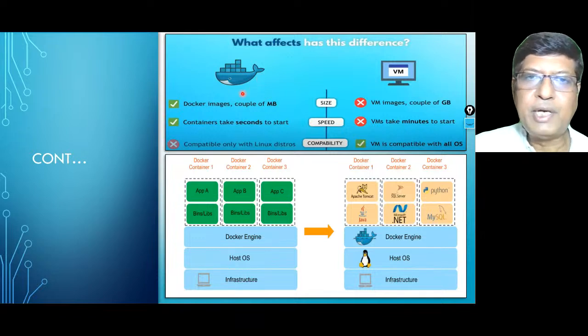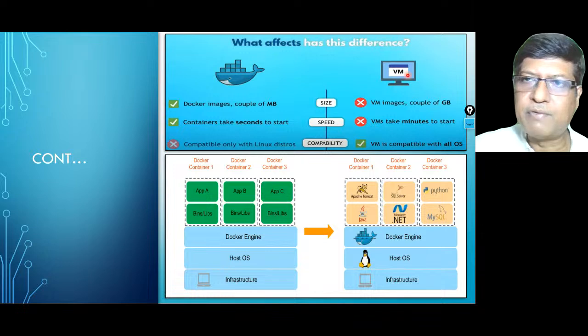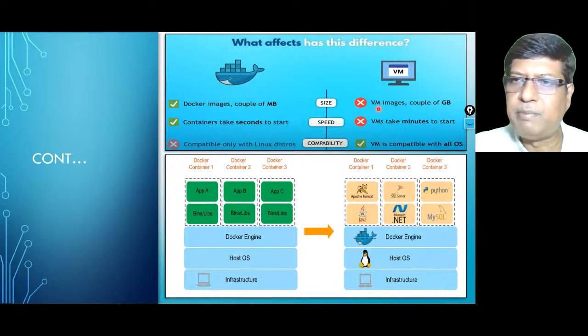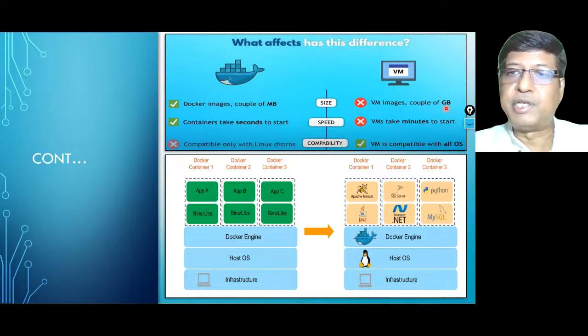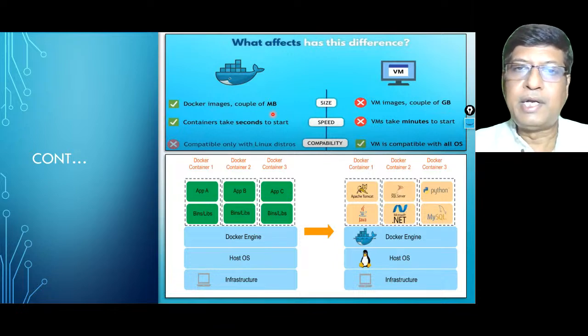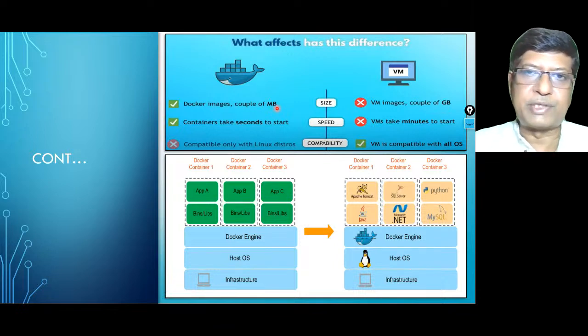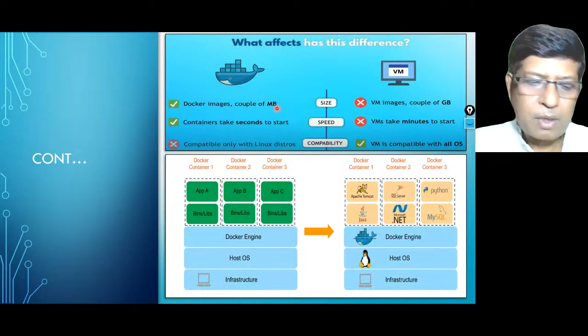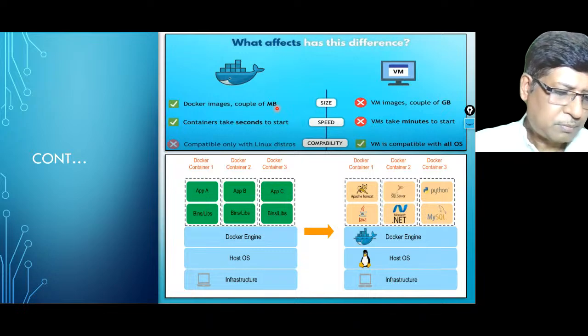Okay, so here is Docker, and here is the virtual machine, the virtualization. Docker images are a couple of MB, whereas virtual machine images are a couple of GB. It's a huge difference in terms of computer resources. This is a tremendous difference.